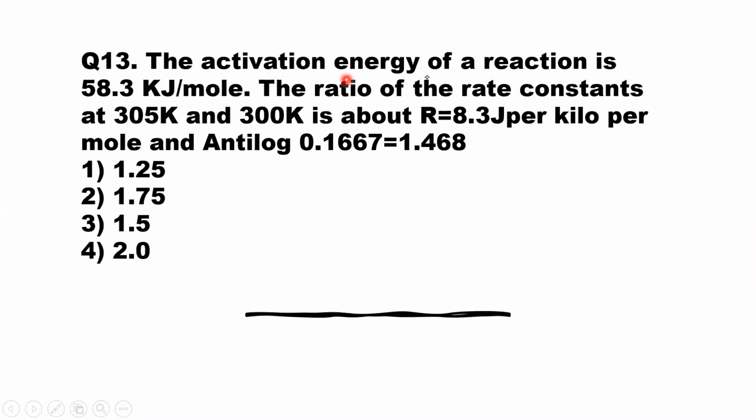Next, the activation energy of a reaction is 58.3 kilojoules per mole. So what are they given? Activation energy is equal to 58.3 kilojoules per mole. And the ratio of rate constant at 305 kelvins and 300 kelvins is asked. R is equal to 8.3 kilojoules per mole. Anti-log of this value is given. Now they are asking the ratio of rate constant at 305 kelvins and 300 kelvins.